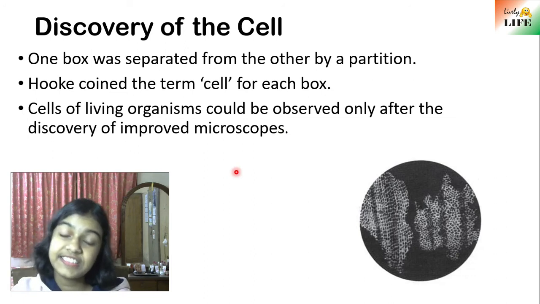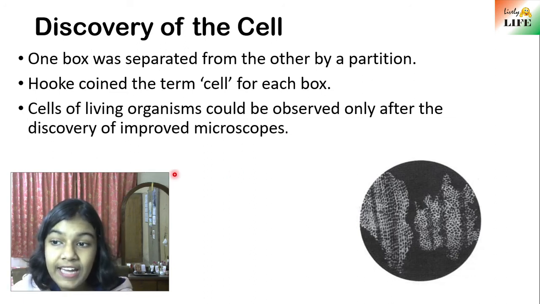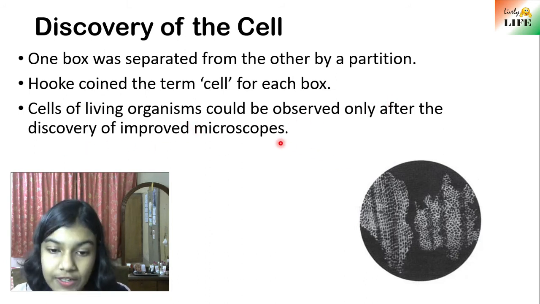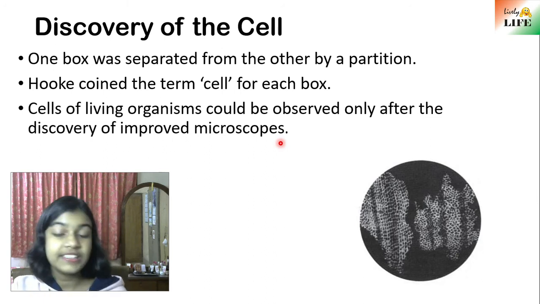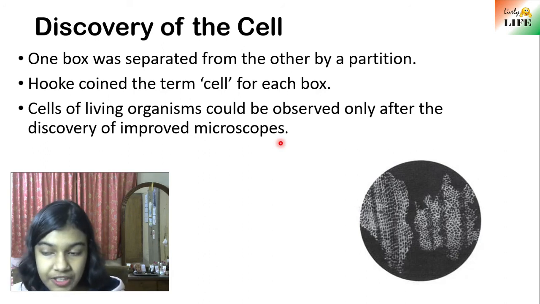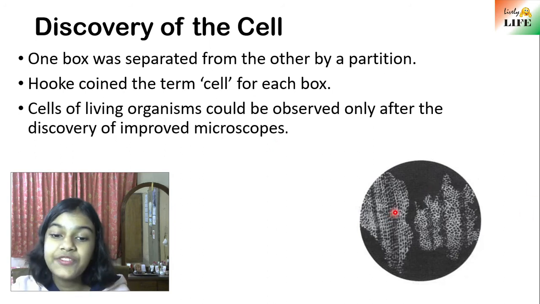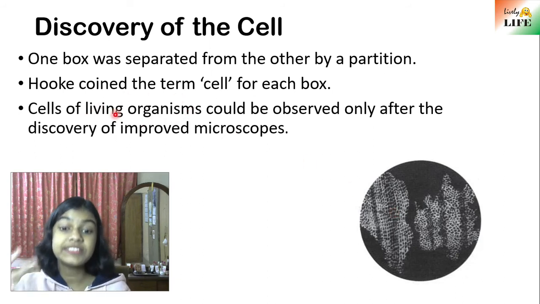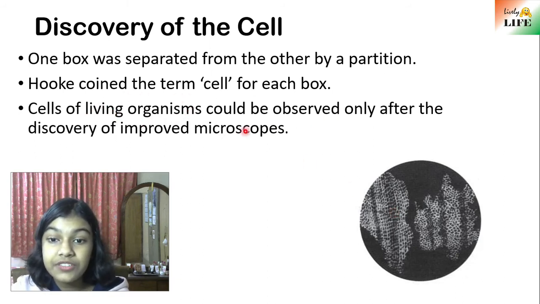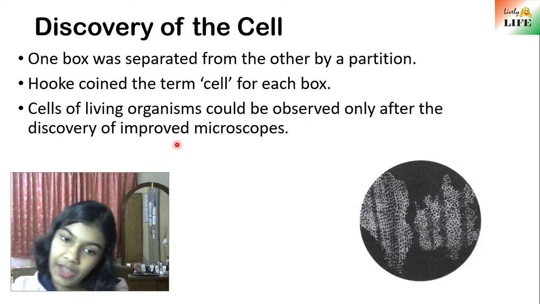After that, scientists invented improved microscopes, and cells of living organisms could only be observed after the discovery of improved microscopes. The cork that Robert Hooke observed had dead cells. He didn't observe living cells, they were dead. Cells are living, right? That's what makes us living. So these small box-like structures that Robert Hooke observed were actually dead cells of the cork. So cells of living organisms, meaning living cells, could only be observed after the discovery of those improved microscopes.